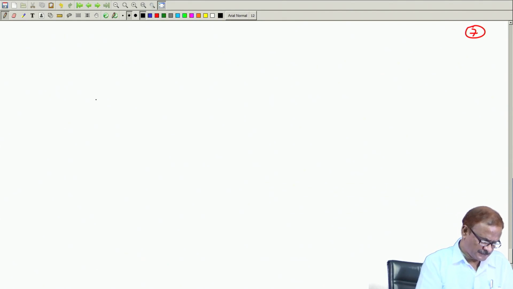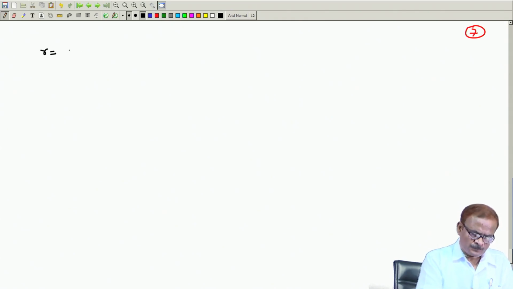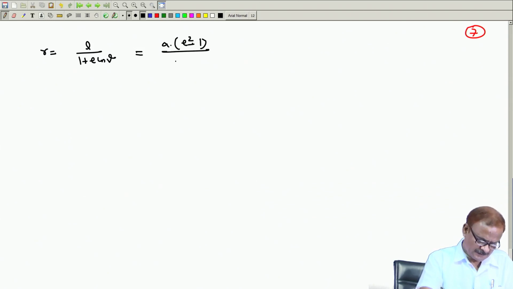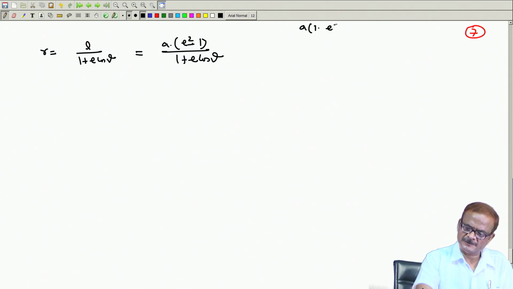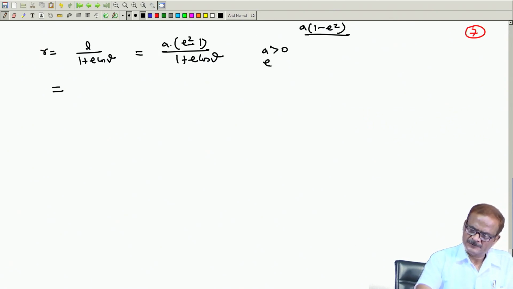Okay, so, some of the basic things we have already covered, and expressions also we have already written. Now, let us wind up this first. r equal to L by 1 plus e cos theta, we have used this earlier, which we are writing as a times e square minus 1. Again, this is a non-standard format I am writing here. Otherwise, you can write it in the same way 1 minus e square, but there will be a minus sign outside in that case. Okay. So, specifically you should write a greater than 0 and e greater than 1 if you are expressing like this. Okay.